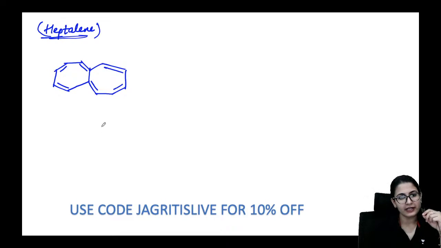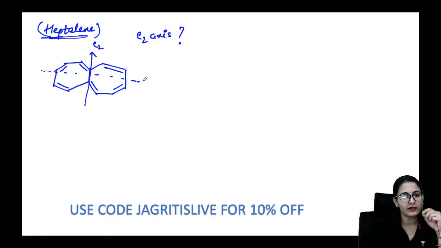Now, what do we have, guys? Is the molecule going to have a C2 axis? Yes or no? यहाँ पे C2 axis है molecule में? Yes, there is one C2 axis on this side, one C2 axis in this way as well, just like the previous one. So we can say C2 axis is present. Now move onwards.